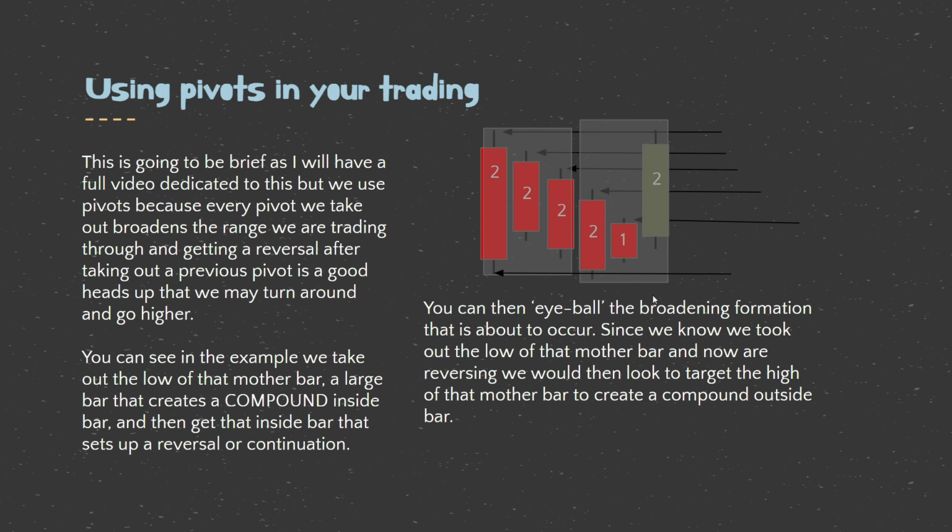So you can eyeball the broadening formation that's about to occur. Since we know we took out the low of that mother bar and now we're reversing, we would then look to target the high of that mother bar to create the compound outside bar. So you can see we've made a slight lower low on this 2, and now we have the inside bar, 2, 1, 2 reversal, and we kind of have a pivot machine gun here. Our target would be to take out this, this, this, this, and then this, which creates the compound outside bar right there. And that's just an example.